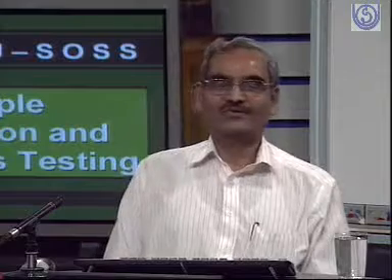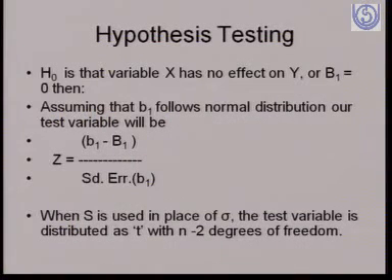Now comes the hypothesis. Our H naught, or null hypothesis, is that the variable x has no effect whatsoever on the variable y. Practically speaking, that would imply b1 equals 0.